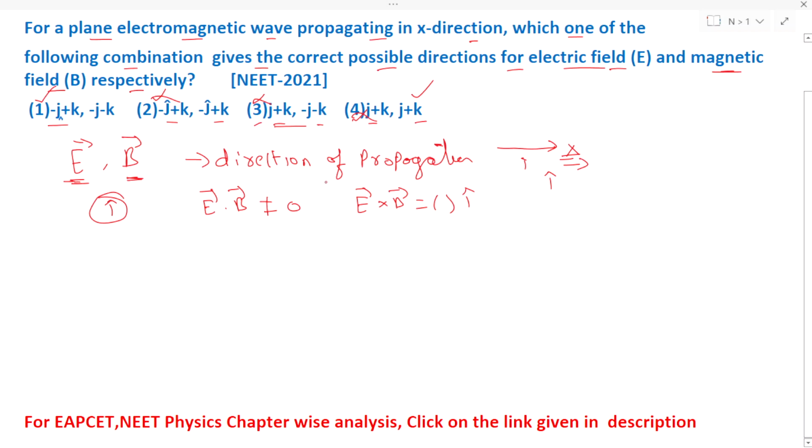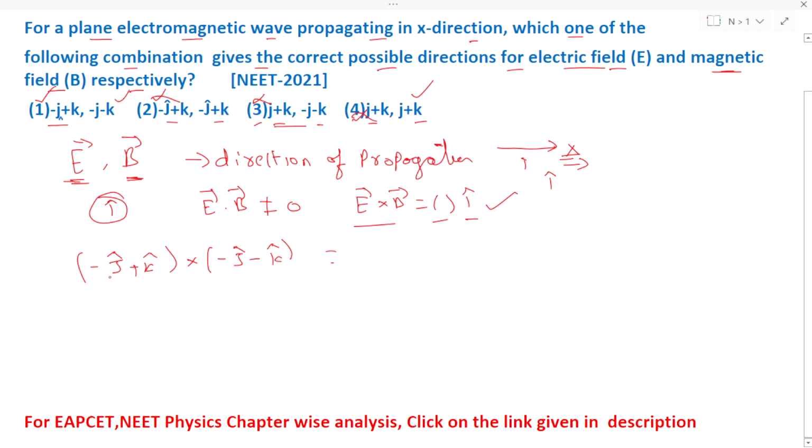For that, we have to calculate the cross product of E bar and B bar. Now let us calculate it. That is minus J cap plus K cap cross minus J cap minus K cap. So this cross product should give a number multiplied by I cap. If that happens, then we can say that this is the correct answer.